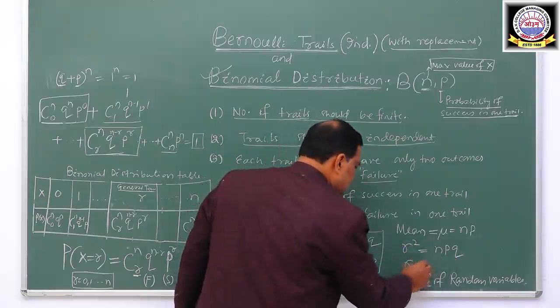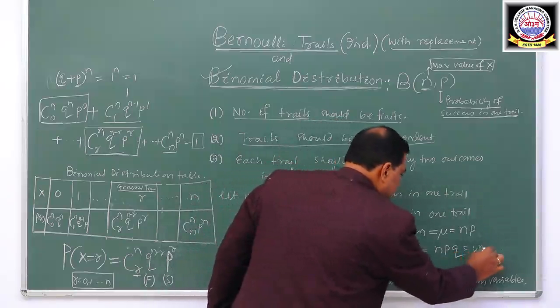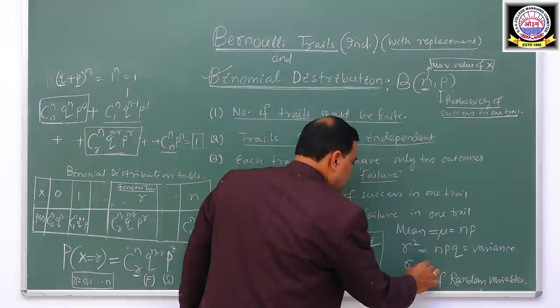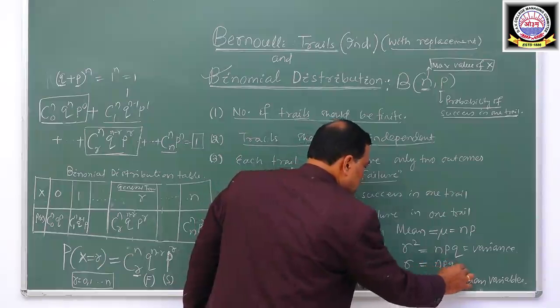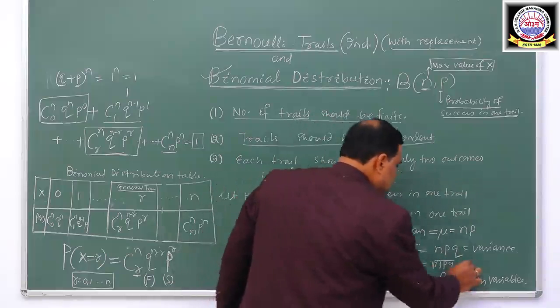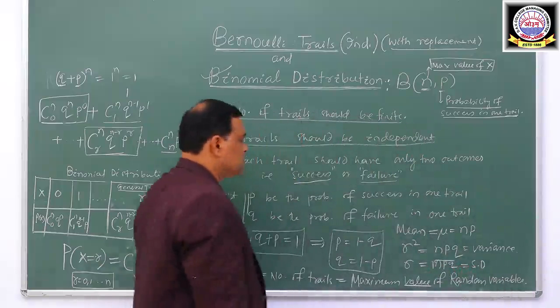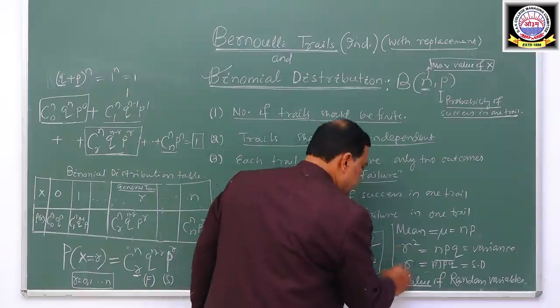Then standard deviation: this is variance, and the standard deviation is the square root of npq. That is called standard deviation, SD. These 3 points you note down.